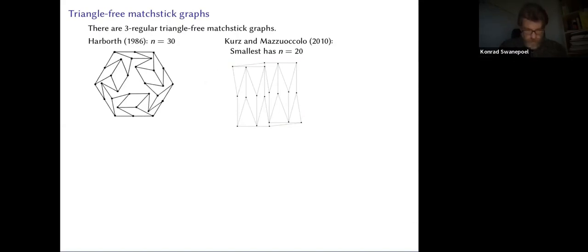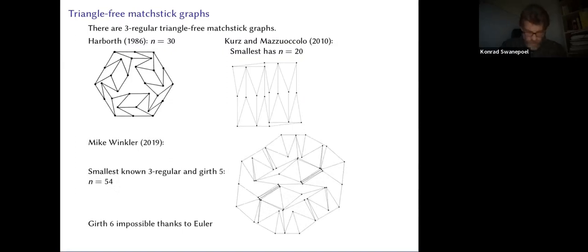And then the smallest one is known. So what about not just forbidding triangles, but also forbidding quadrilaterals? So in other words, if you assume that the girth of the matchstick graph is at least 5, are there 3-regular ones? The answer is yes. So Mike Winkler found this one, which has 54 vertices. This is the smallest one known. You are welcome to find smaller ones. Girth 6 is impossible, thanks to the Euler formula. You can make an infinite one of girth 6 with the hexagonal packing.